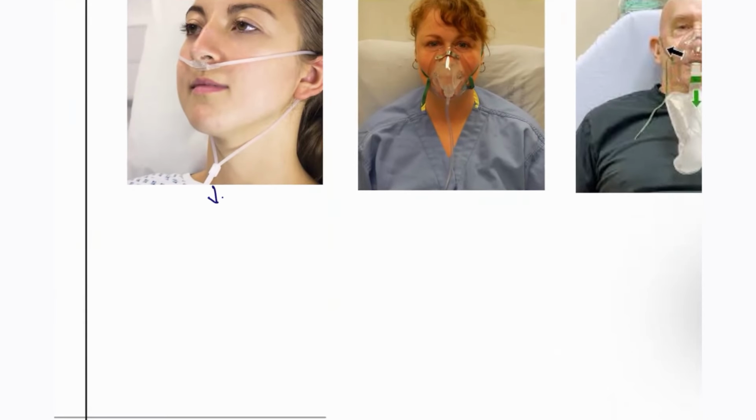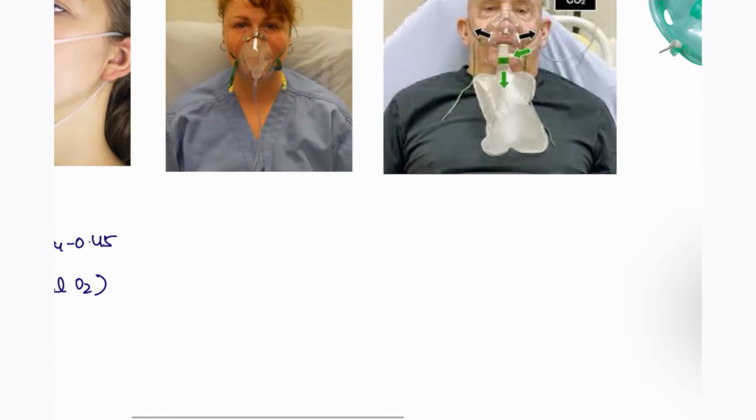So this is known as a nasal cannula. How much FiO2 is it going to deliver? 0.24 to 0.45. Okay, how many liters of oxygen? Up to 6 liters of oxygen per minute. Next, here it is a simple mask. Okay, this is the simple O2 mask. So FiO2 for this one will be 0.44 to 0.60. 6 to 8 liters of O2 per minute it is going to deliver.